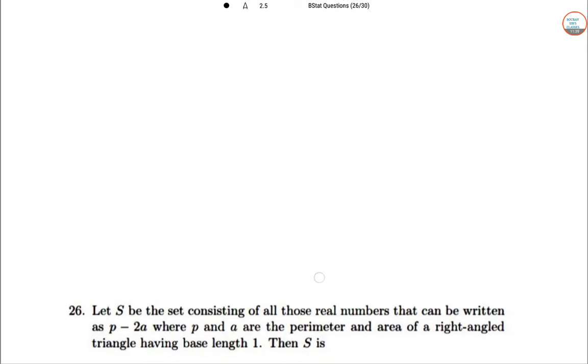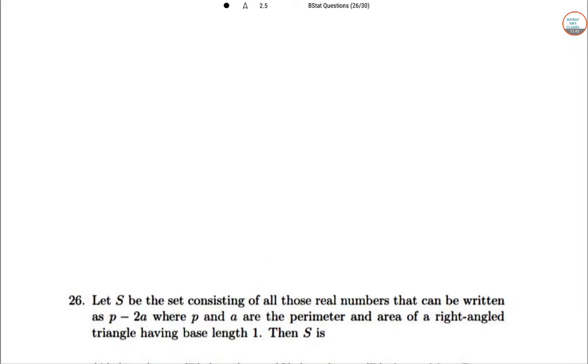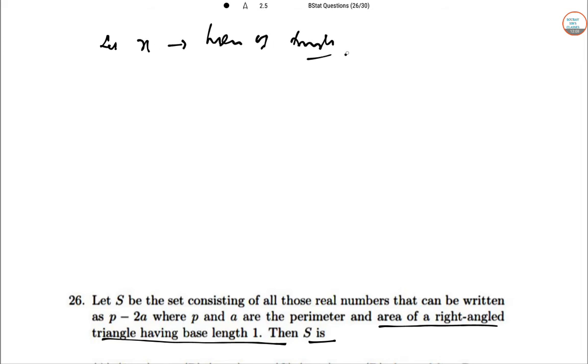Now go to 26. Let S be the set consisting of all the real numbers that can be written in the form P minus 2a, and the perimeter is also provided. Okay. Now the area of the right angle triangle having both lengths, so S we need to find out. So let x be the height of the triangle. Okay. Equal to x by 2.